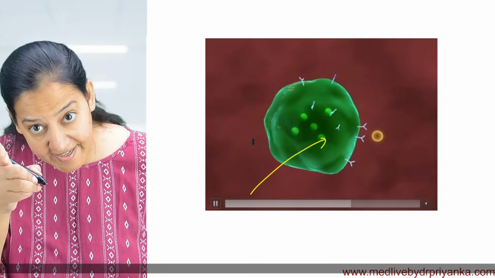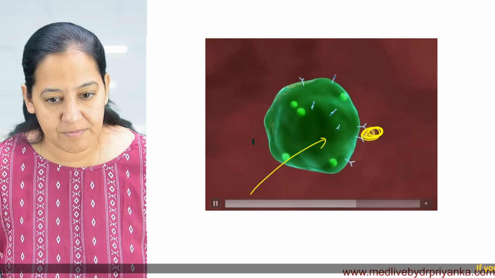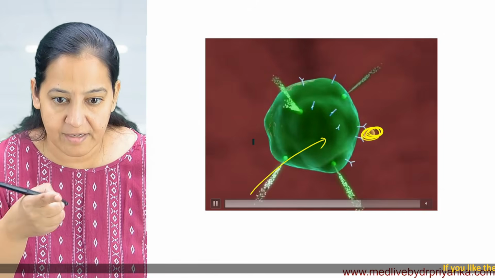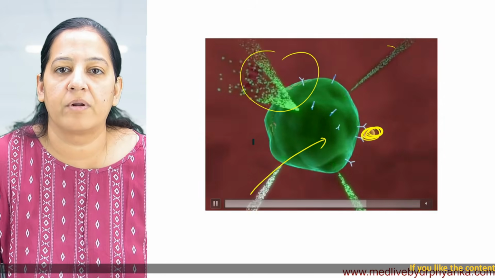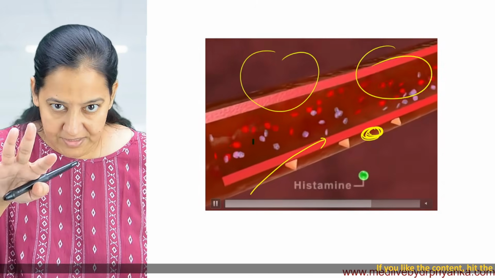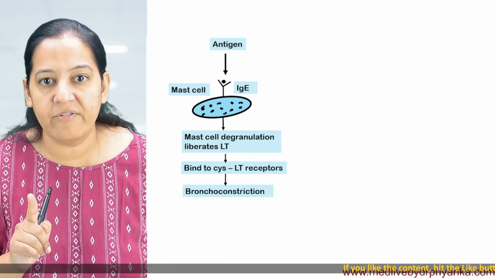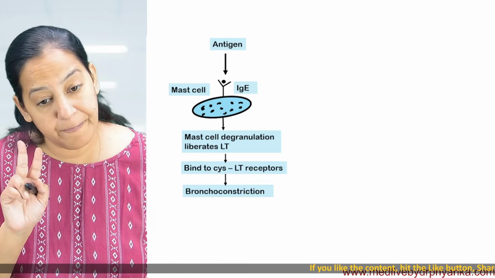So that antigen goes directly to the IgE antibody this time, which is present on the surface of the mast cell. The IgE antibody gives a signal and the mast cell bursts. See the granules coming out. See the granules. These are going in the blood, causing vasodilatation. The main granules are histamine and leukotriene.